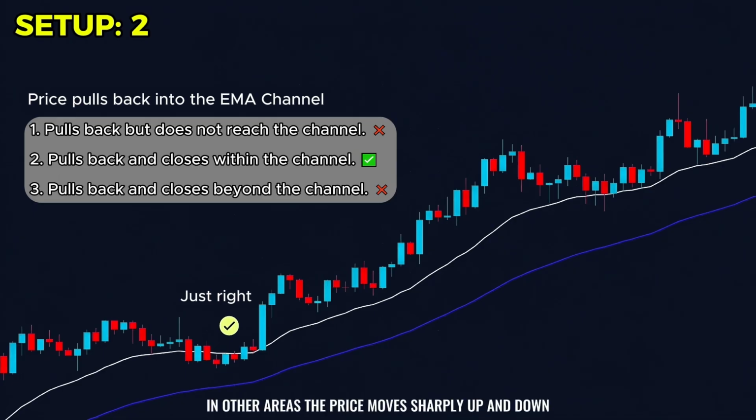In other areas, the price moves sharply up and down. First, it rallies strongly. Then it reverses downward. After that, it rallies again. This type of market should also be avoided.